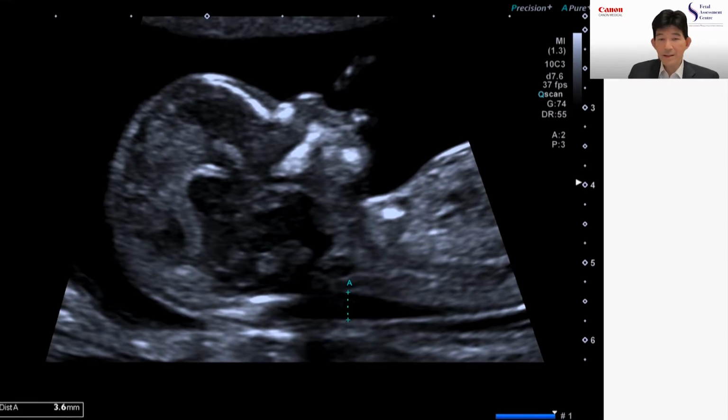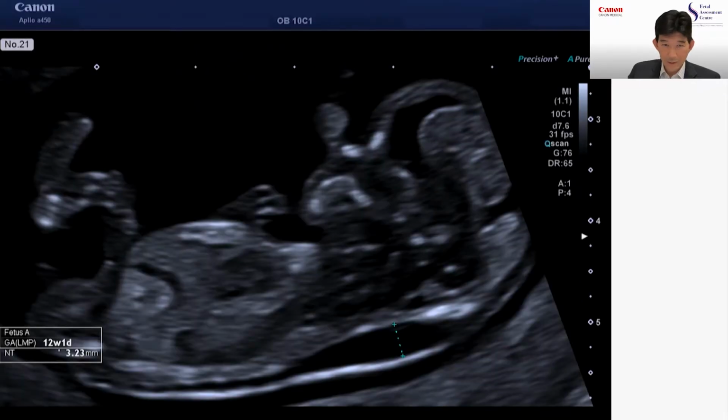Of course, that raises the question, what NT cutoff should we be using? Should we be using a cutoff of 3.5 or a cutoff of 3? In this particular fetus with the NT of 3.6, it's a no-brainer. You should be offering a chromosome microarray. And of course, the question then is, what about this fetus? This is a patient with a nuchal thickness of 3.2. Does it warrant an invasive test, and does it warrant a chromosome microarray?